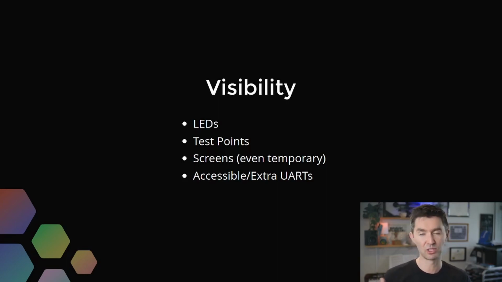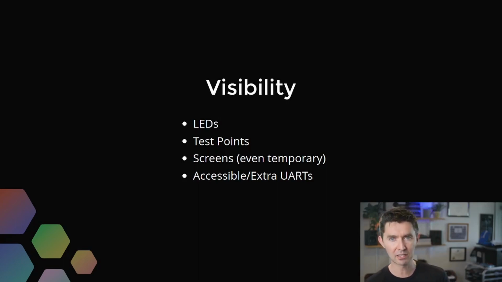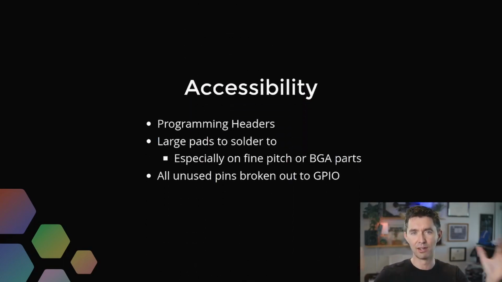And then finally, extra UARTs. I think that's really important there, and they're accessible too. That's another thing. And let's talk about accessibility. I think accessibility as a broad topic when you're doing design review, making sure that you can get at the programming headers, making sure that you have large pins to solder to if there are bodge wires necessary, right? Especially if you've got fine pitch parts that you can't see all the signals underneath, you want to make sure those are broken out. They have big pads there.